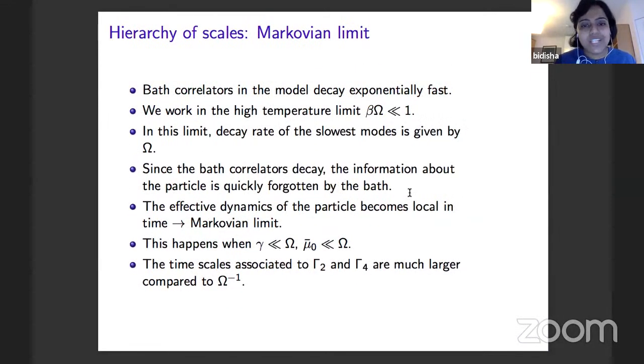Since the bath correlators decay, the information about the particle is quickly forgotten by the bath, and the effective dynamics of the particle will become local in time, which is called the Markovian regime. So we have to choose our parameters accordingly so that we are in this regime. This gamma, which was the damping constant of the particle, and mu naught bar, which was the bare frequency of the particle, should be much, much less than capital omega, which has dimensions of frequency. Also, the time scales associated with gamma 2 and gamma 4 are much larger compared to the omega inverse time scale. So omega inverse is really the smallest time scale in the theory.